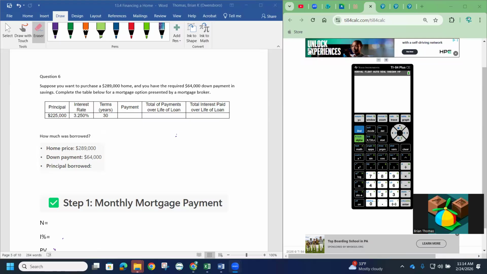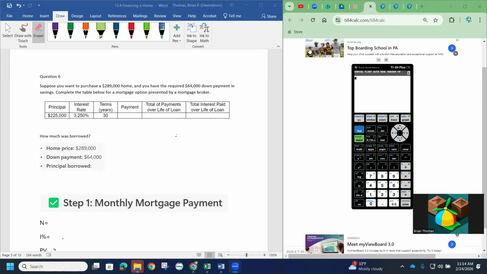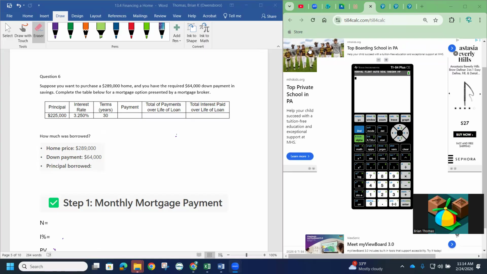So question six is a little bit different. So let's look at this one. Suppose you want to purchase a $289,000 home and you are required to put $64,000 down. Whoa. So this is probably not your starter home. This is where you've kind of made some money over time. So complete the table that we have below here.